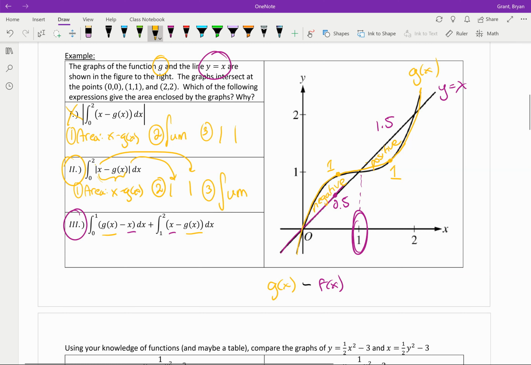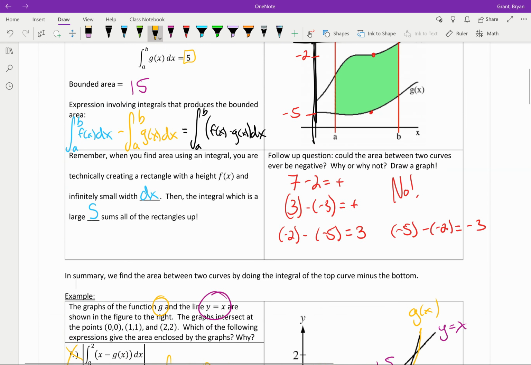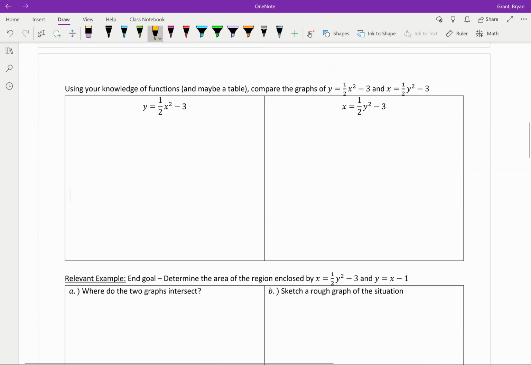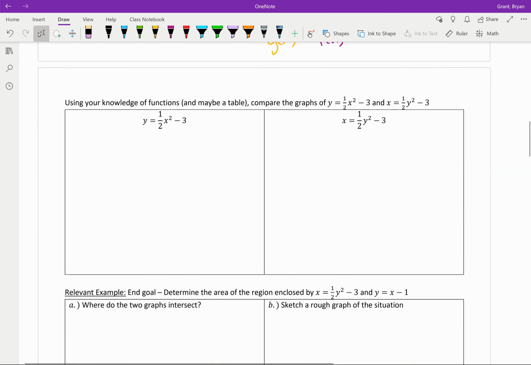All right, so here we go. That is our basics for today, right? Top minus bottom. So now we're going to branch off a bit and see how we do with functions. So you're going to pause me again, and your goal is to graph both of these equations, preferably without a calculator, and see what you come up with. Okay, pause me, ready, set, go.